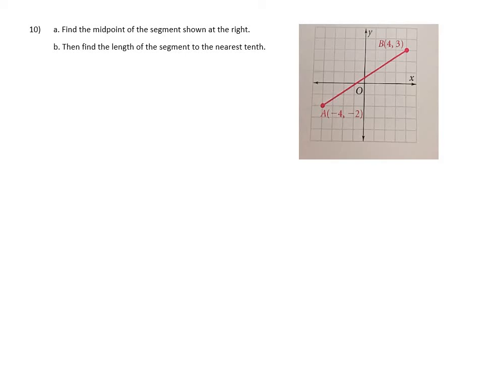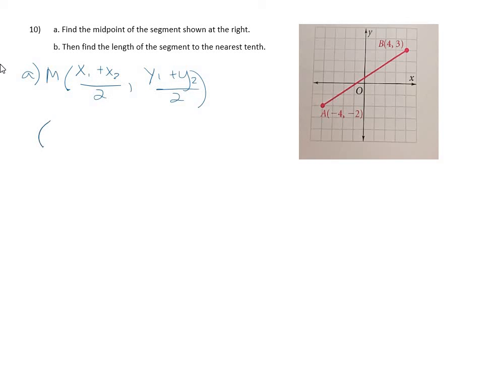All right, last one, we're going to find the midpoint of the segment shown at the right. Then find the length of the segment to the nearest tenth. So first, for part A, we start with our midpoint formula. The midpoint formula says that we need to add our x values, divide by 2, and then take the average of the y values by adding them and dividing by 2 as well.